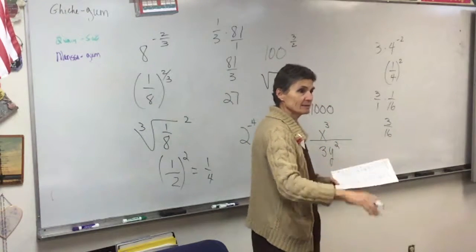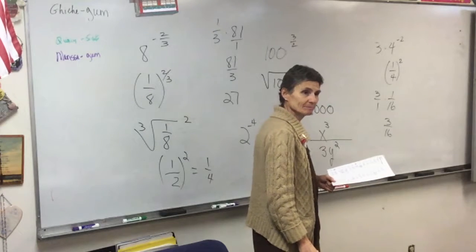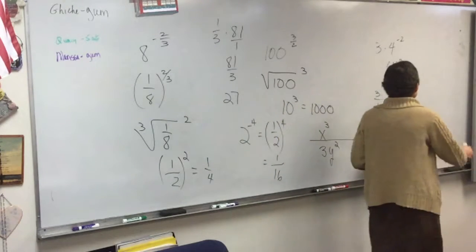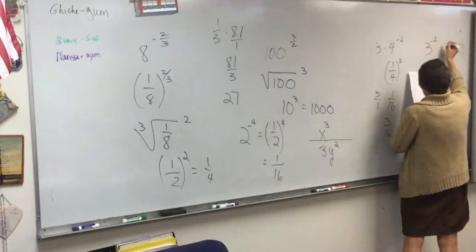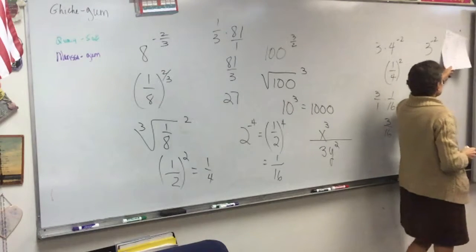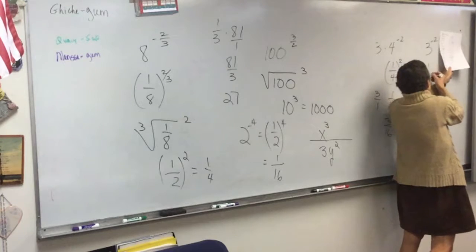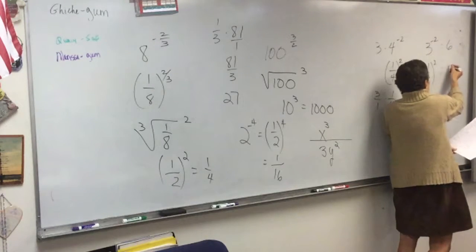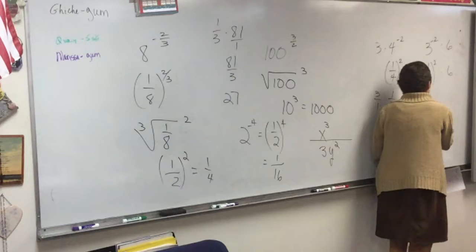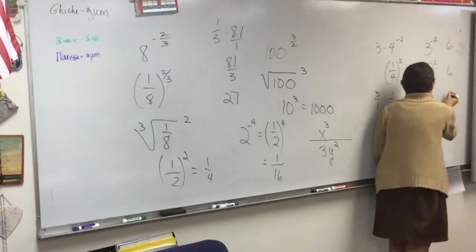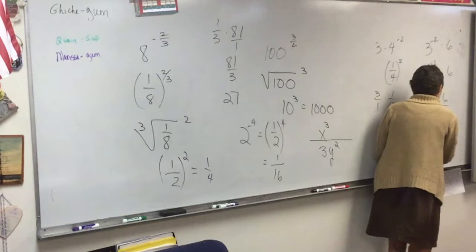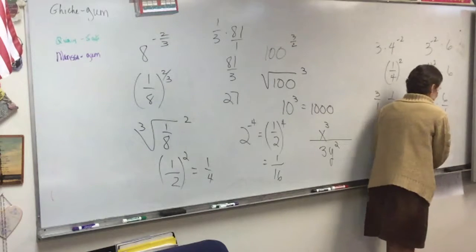26 is exactly the same thing. 3 to the negative second times 6. Forget the 6 for a minute. What's 3 to the negative second? 1/3 squared, which is 1 over 9, times 6 over 1 is 6/9 or 2/3.